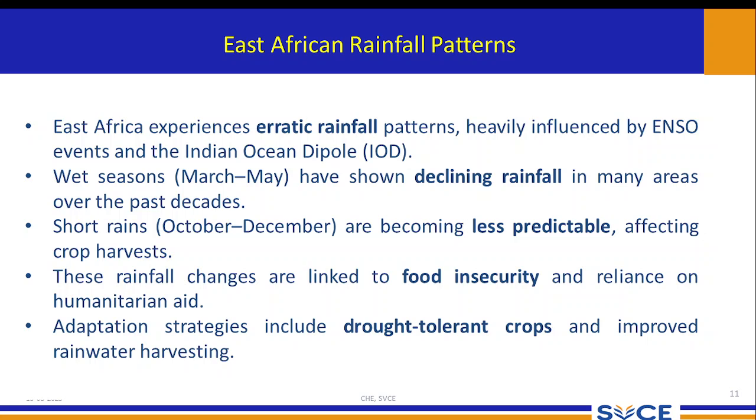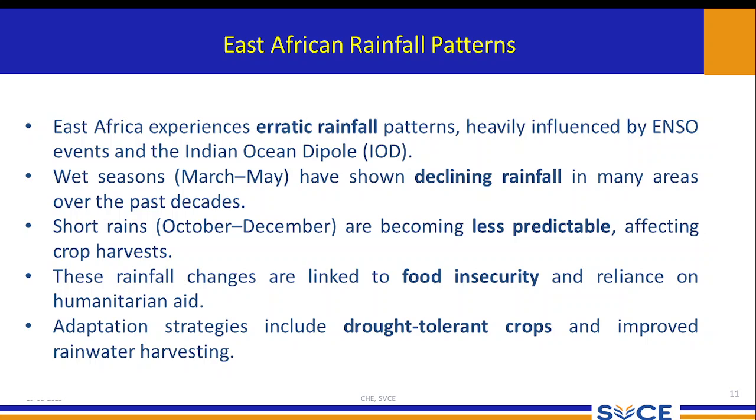Wet seasons have shown declining rainfall in many areas over the past decades. Short rains are becoming less predictable, affecting the crop harvest. These rainfall changes are linked to food insecurity and reliance on humanitarian aid. Okay, so wet seasons have shown declining rainfall. So you can see in Eastern Africa how this has been affected.